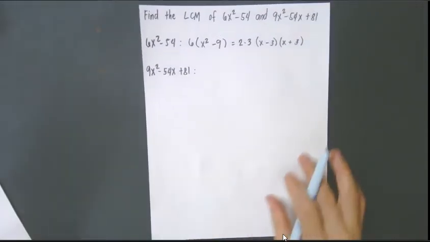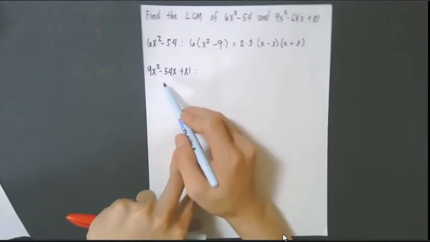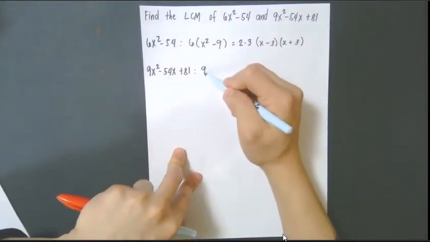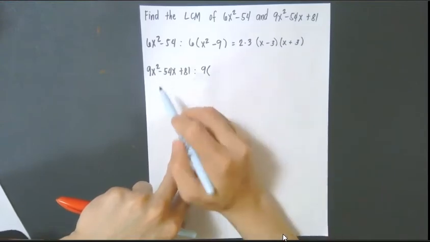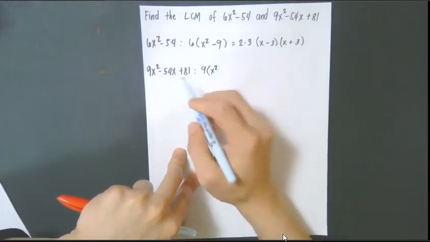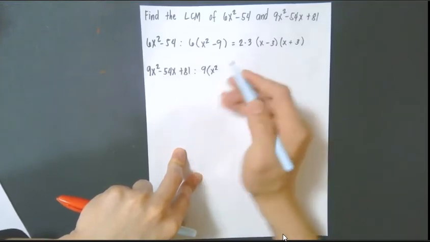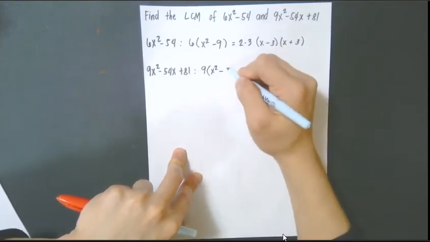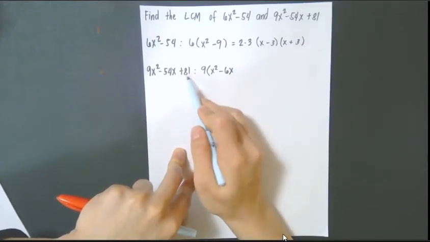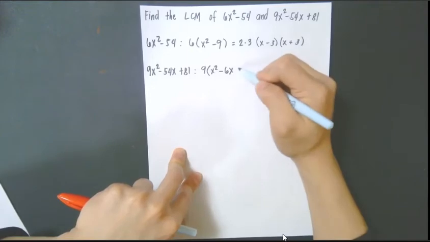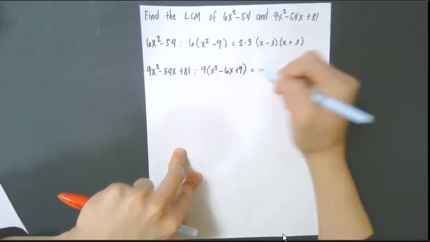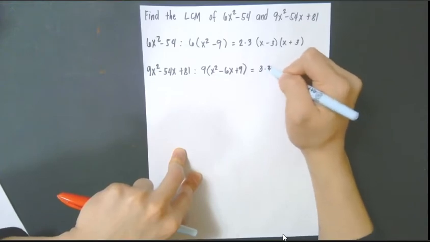Now to factor out the second expression, check your 9, 54, and 81. They're all divisible by 9, so we will pull out 9. 9x squared divided by 9 gives us x squared. Negative 54x divided by 9 gives us negative 6x. And positive 81 divided by 9 gives us 9. Now we can still factor out 9, that is 3 times 3.